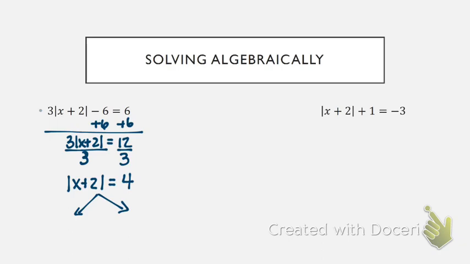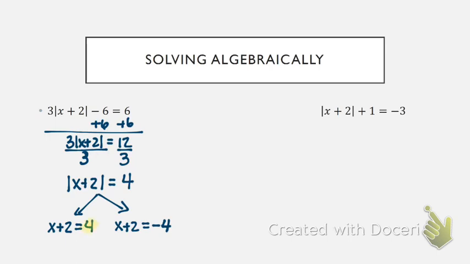So we're going to say that some number plus 2 equals 4. But also, because the absolute value of positive 4 and negative 4 is both positive 4, we also know that x plus 2 could be equal to positive 4, or it could also be equal to negative 4.